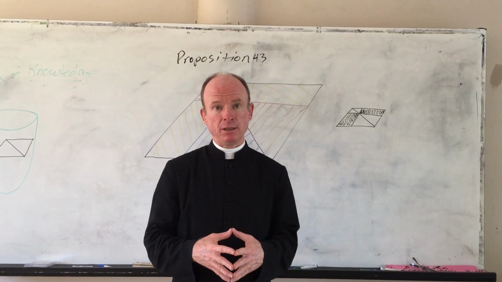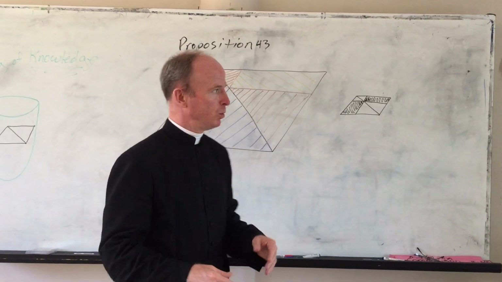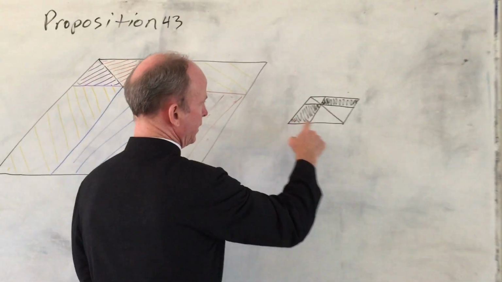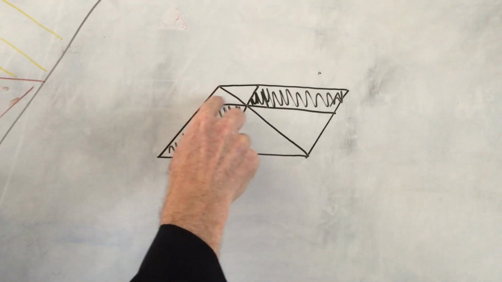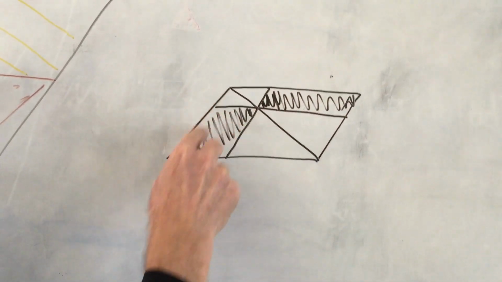Today we have Proposition 43, Book 1, which states: the complements about the diameter of any parallelogram are equal to each other. A new word, complements. Here's a parallelogram. Here's a diameter, okay? And then if these things would be called the complements.